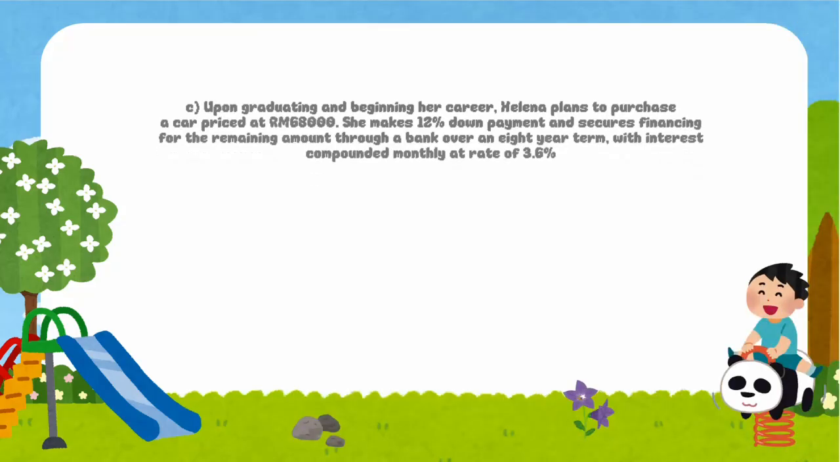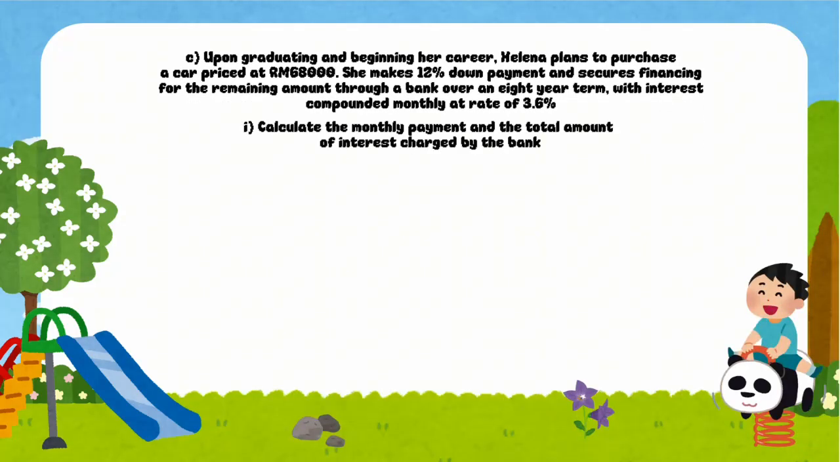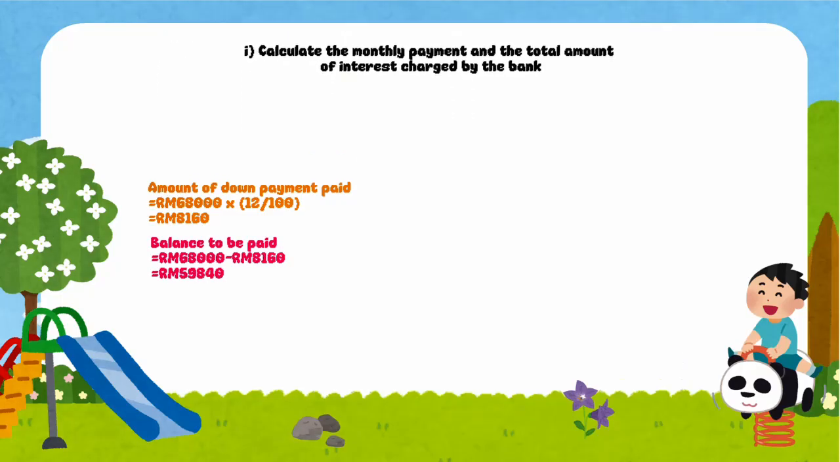Moving forward to the main question, it is told to calculate the monthly payment and the total amount of interest charged by the bank. Question 2C. RM 68,000 times 12 over 100 equals the amount of down payment paid, which is RM 8,160. So, RM 68,000 minus 8,160 equals the balance to be paid, which is RM 59,840. And that is how you get the monthly payment.